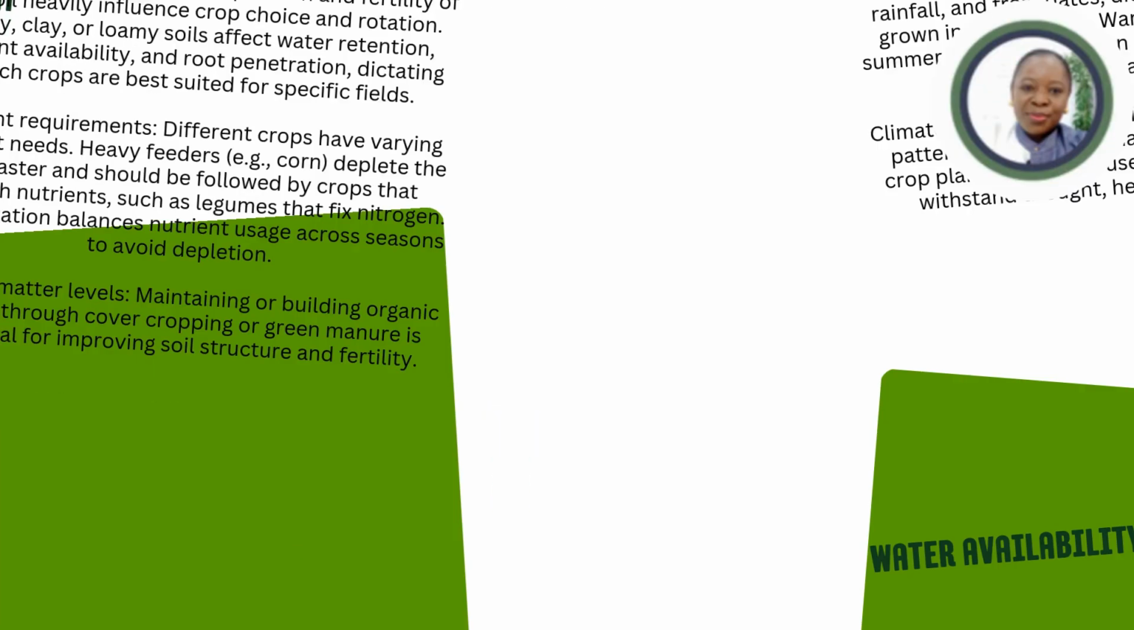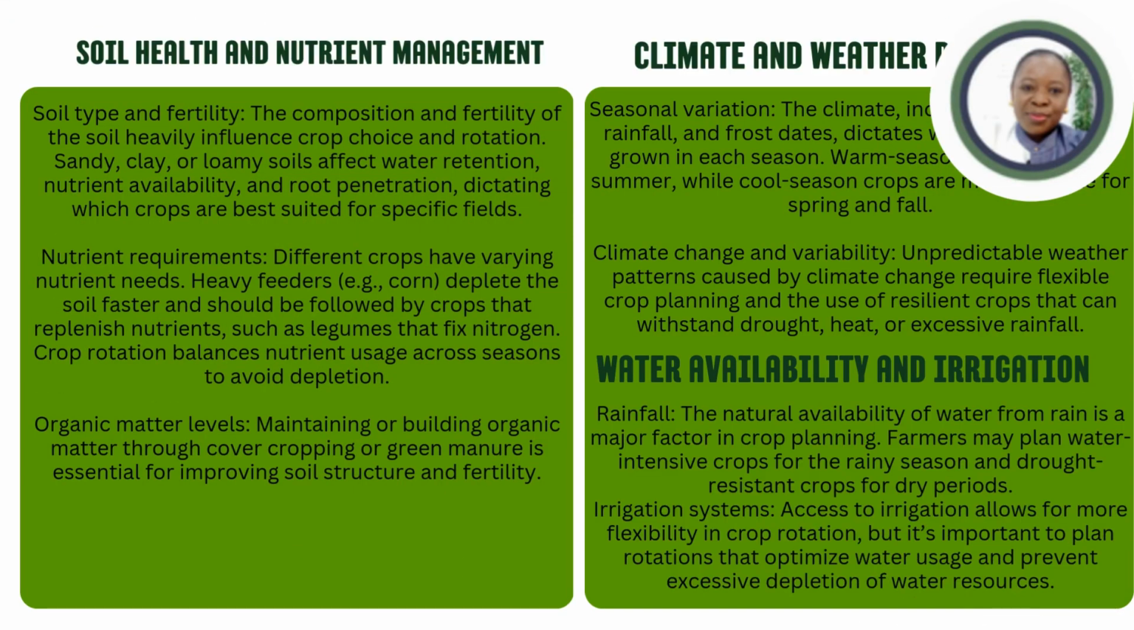Soil health and nutrient management. Soil type and fertility. The composition and fertility of the soil heavily influence crop choice and rotation. Sandy, clay or loamy soils affect water retention, nutrient availability and root penetration, dictating which crops are best suited for specific fields. Nutrient requirements. Different crops have varying nutrient needs.